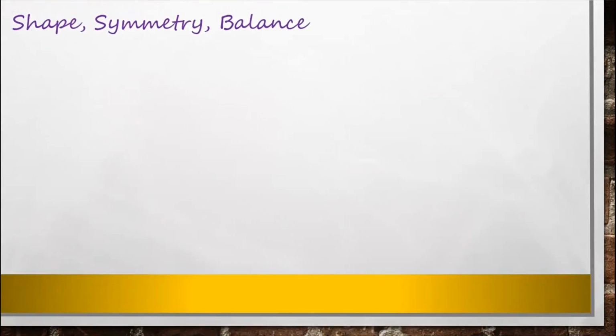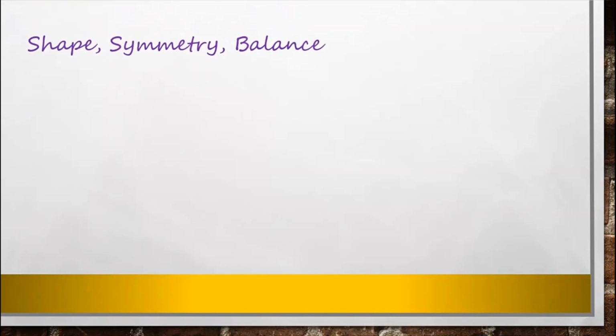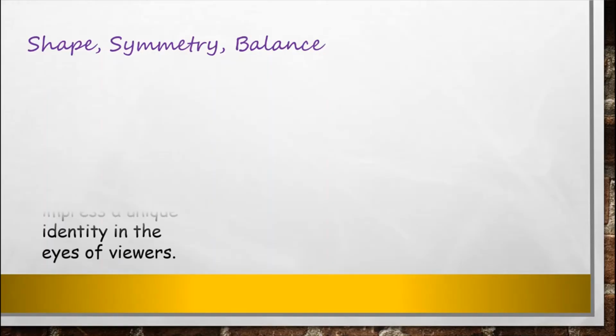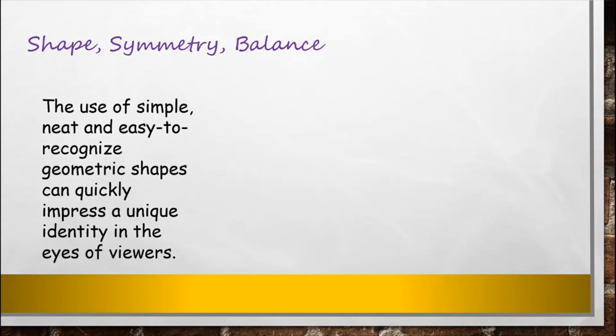Next for colors, we have the shape, symmetry, and balance. Ito kailangan natin to because it is the use of simple, neat, and easy to recognize geometric shapes. It can quickly impress a unique identity in the eyes of viewers. So when we say shape, we are going to use the different geometric shapes. Square, rectangle, circle, sphere, mga ganon. And when we say symmetry and balance, it is always a partner.